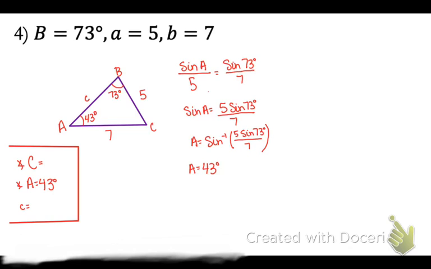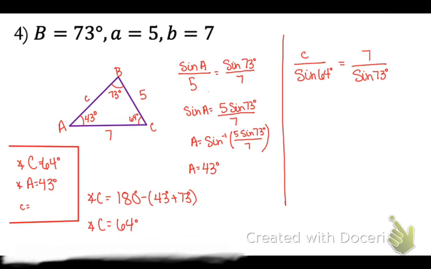And then again, once you know two angle measures, you can find the third just by subtracting from 180. So we'll find the measure of angle C is 64 degrees. And then lastly, to find side length C, I'm going to use the law of sines, putting my side lengths on top. I have C over sine of 64 equals 7 over sine of 73. To isolate C, I have to multiply sine of 64 over to the other side. And when I plug that in the calculator, we'll get 6.6.